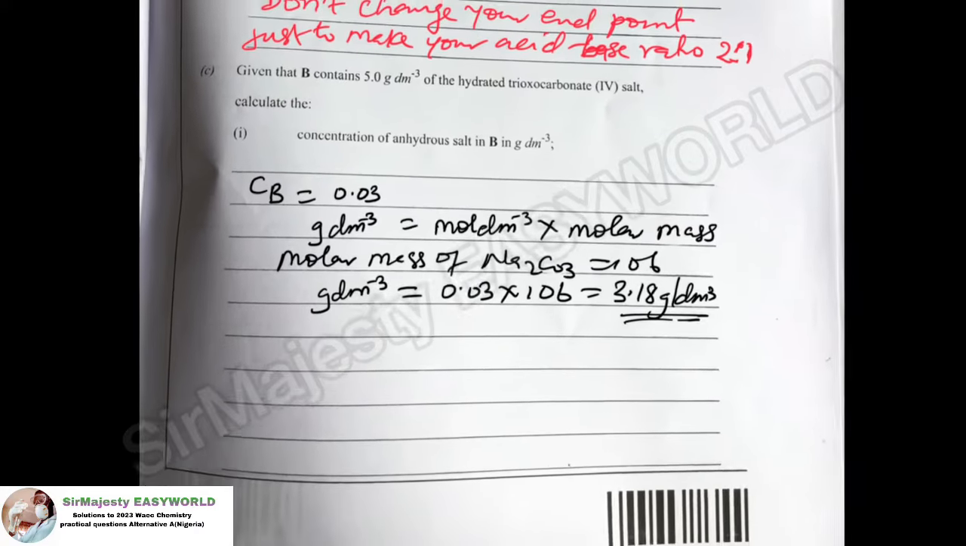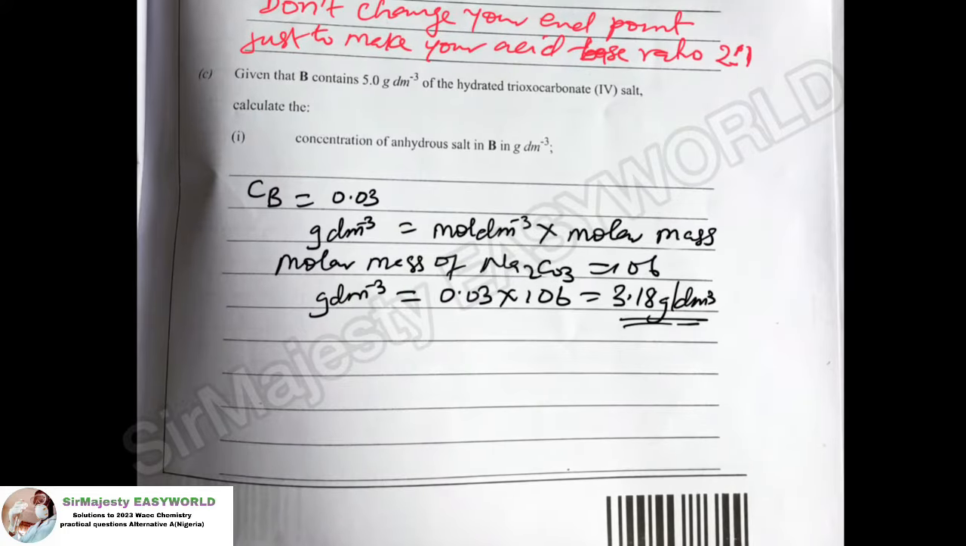We go to the next question, which is on the next page. Remember, you are not going to use this 5.0 to solve anything in this part. It might be used in the next question. Okay, so on the next page they say percentage of water of hydration in B. Percentage water of hydration is the same thing as percentage water of crystallization. It is equal to mass of water over mass of hydrated sample times 100/1.